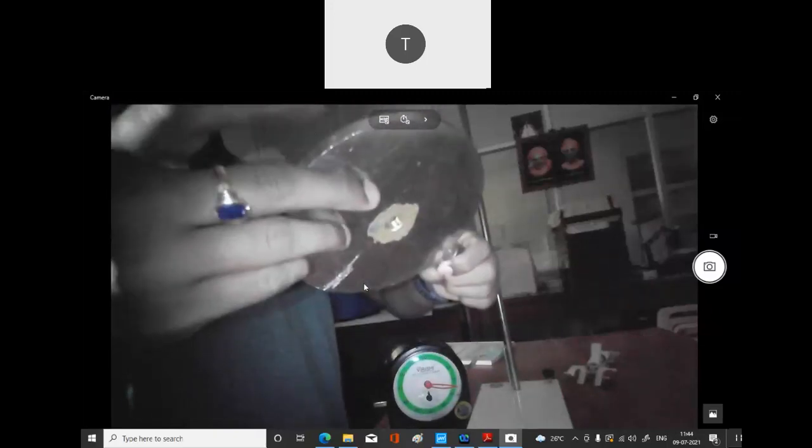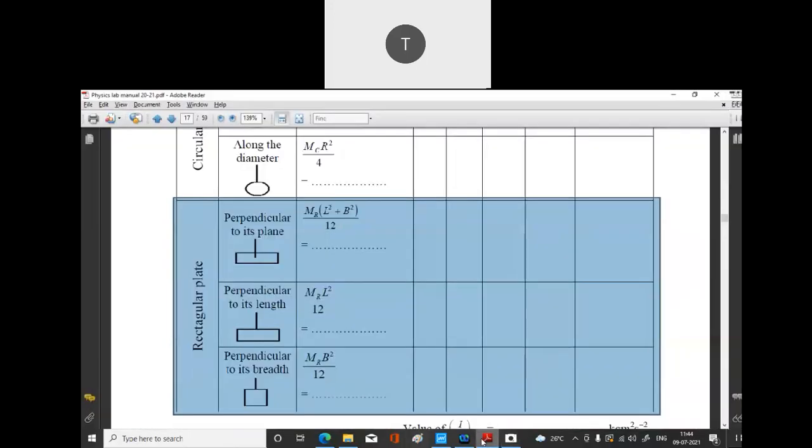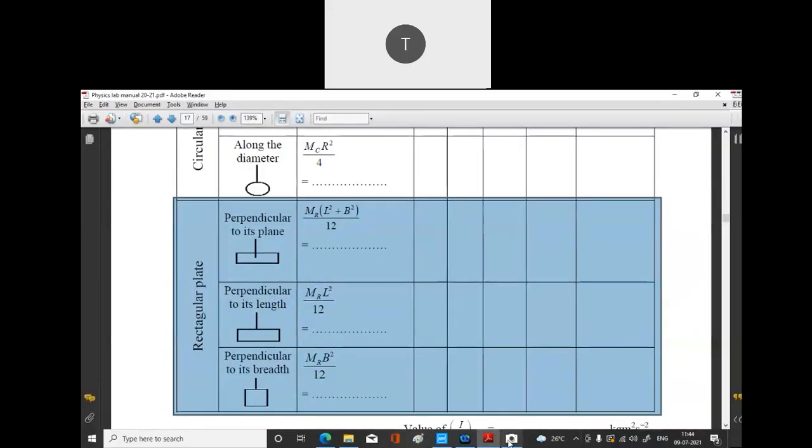Okay, so don't twist your wires, because for our experiment we are taking the length to be almost constant, and if we break the wire, then you have to repeat the experiment from the beginning. Now I'm taking the rectangular plate, and I'm going to fix it perpendicular to the plane. Perpendicular to the plane means you have to fix it like this.